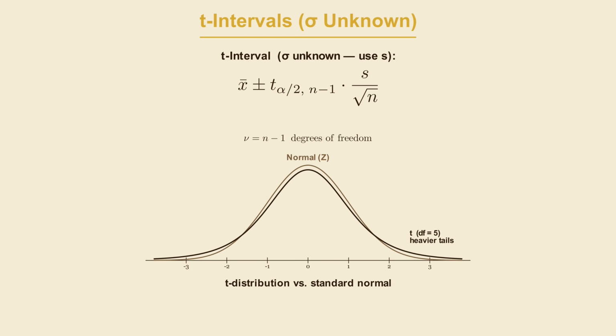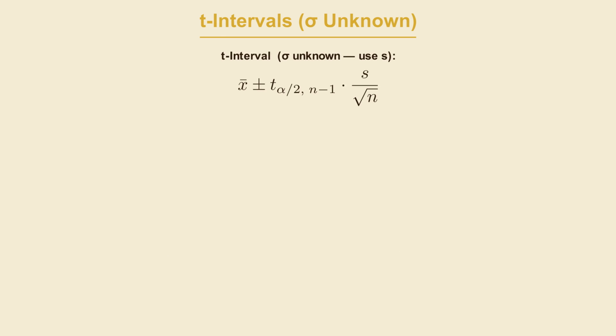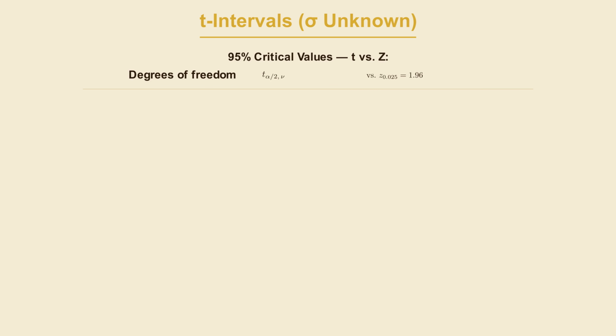As the number of observations grows, however, the t-distribution will converge to the standard normal, which is exactly why z and t critical values are essentially identical for large samples, and why the choice stops mattering when you have a few hundred observations. To give you a sense of the scale, with 5 degrees of freedom, the 95% t critical value is 2.571. We can compare this to 1.96 when using the z distribution.